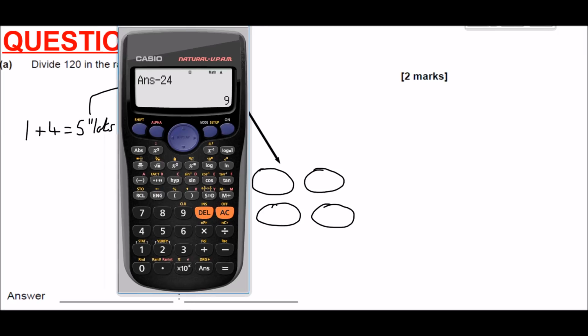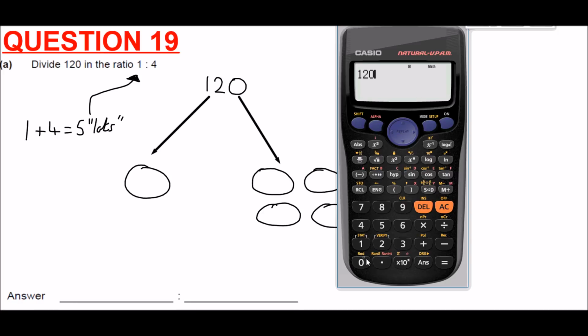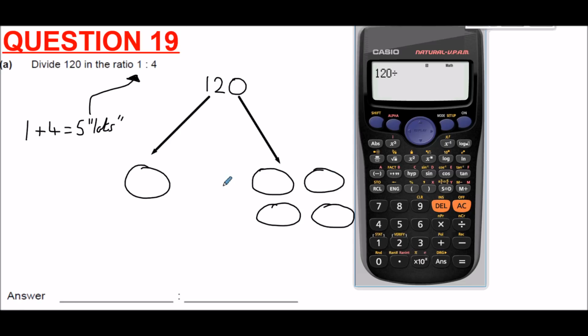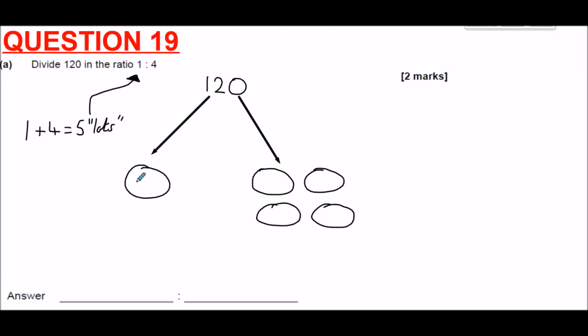You can work out the size of each lot by doing 120 divided by 5, because we're splitting 120 into 5 equal bits. 1 bit here, 4 bits here. And that tells us that each piece, each share, each lot, whichever word you want to use for it, is worth 24. So one lot of 24 is 24. The other 4 lots of 24 is the same as 24 multiplied by 4, which will come to 96. And so the final answer for part A is 24, 96.